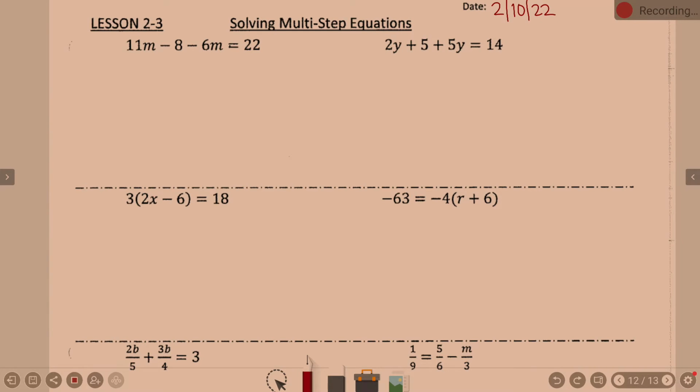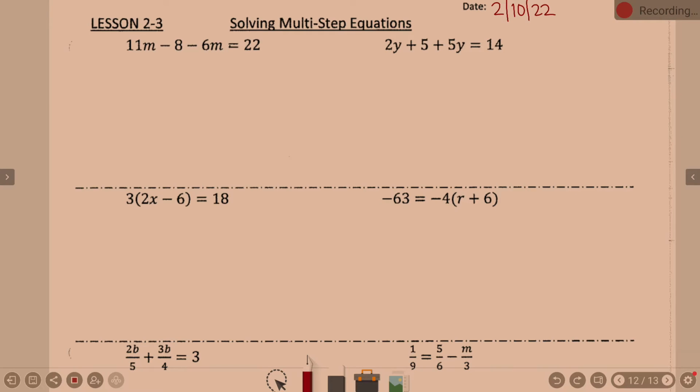Okay, lesson 2.3 is solving multi-step equations. Monday was one-step equations. Wednesday was two-step equations. And now we are just in general at multi-step equations. A couple of different things we're going to look at.